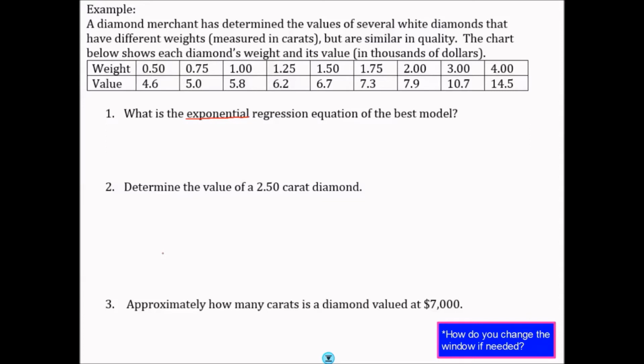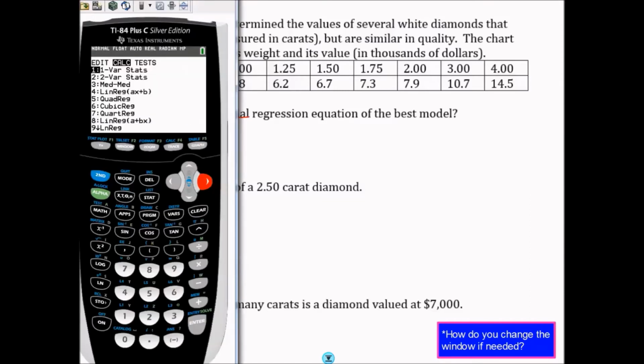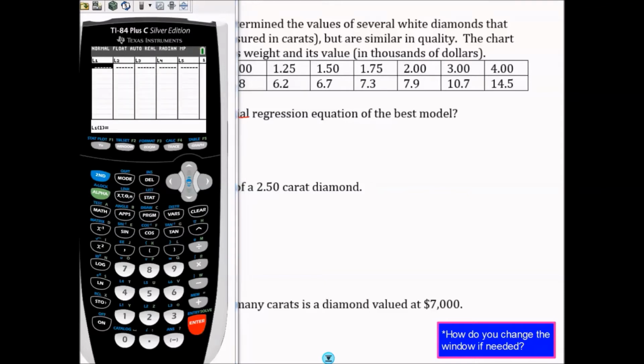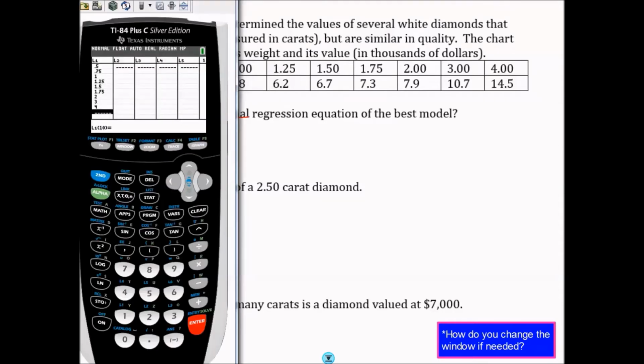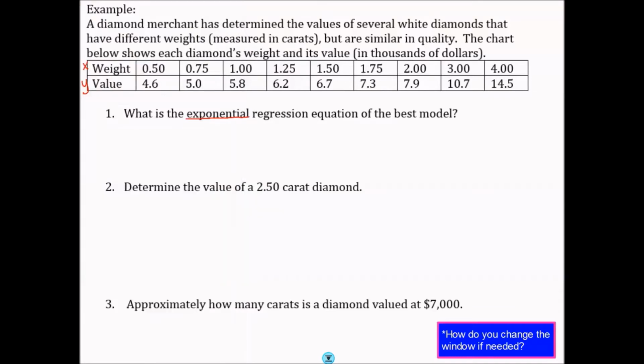So let's start at the beginning. The first step was to turn on stat plot. You go to y equals, make sure that there is a black box around plot 1. Step 2 is to input the data. So we go to stat, edit. The weight will be our x values, the value will be our y values. So we can go ahead and type those in. Then we type the y values in L2.